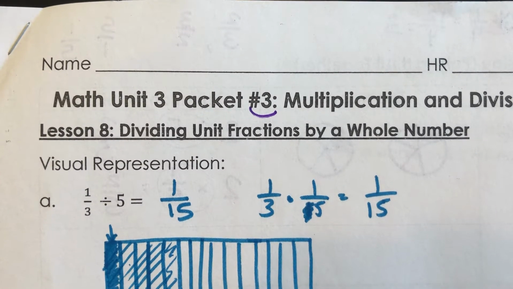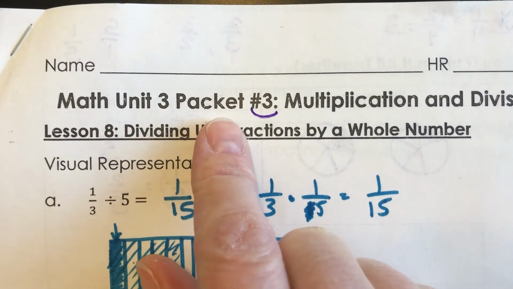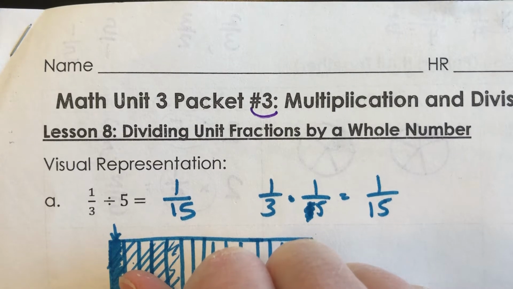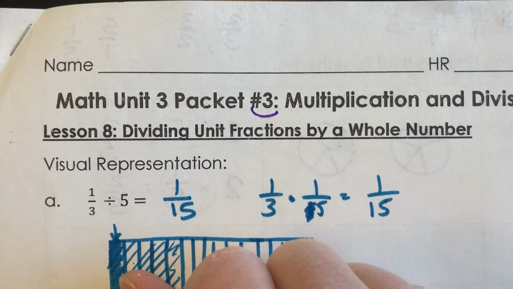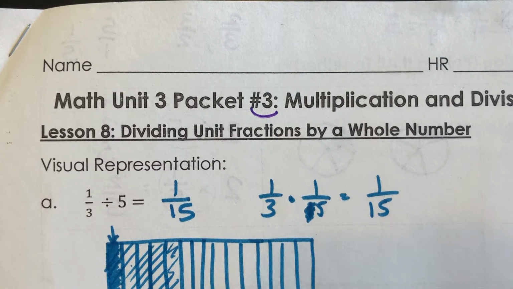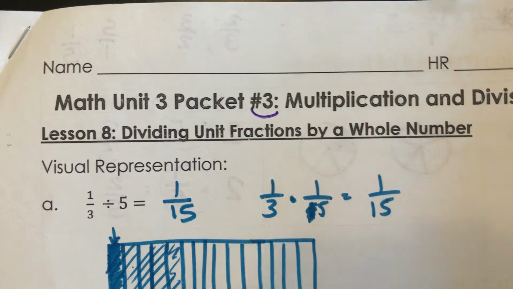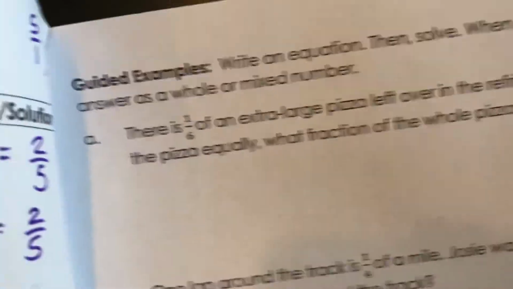You're going to need your math unit 3, packet number 3. We were working on this yesterday, and yesterday we did part 1 of lesson 9, and we want to finish that up with all of the word problems today. So you need this packet in front of you, and you need a pencil. So we're going to flip to the last page.